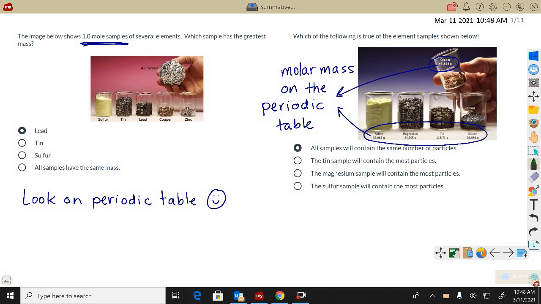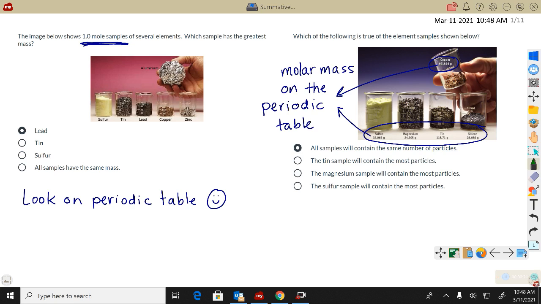Here are the answers to the summative assessment on chemical quantities. You would have had either one of these two questions, but not both. The first one gives you an image that shows 1 mole of several elements. Which sample has the greatest mass?